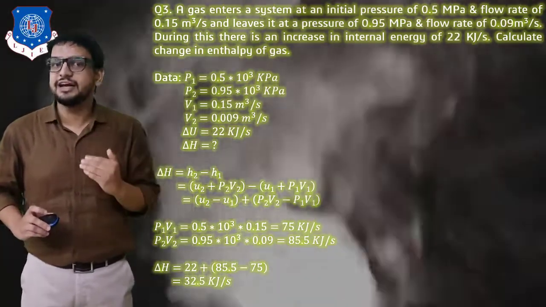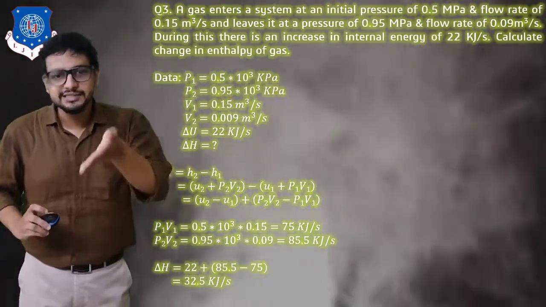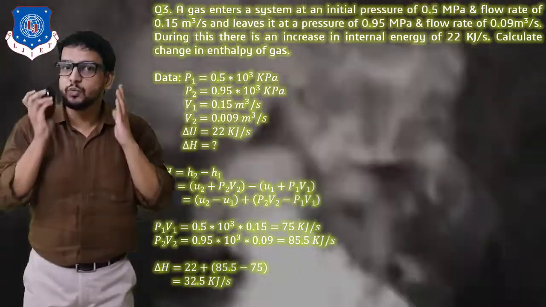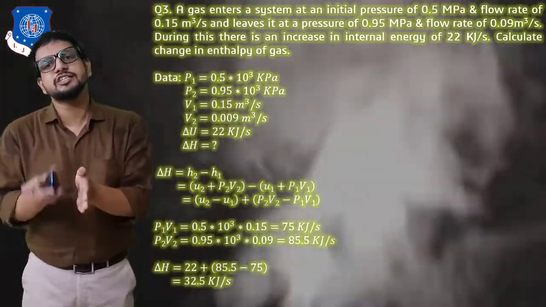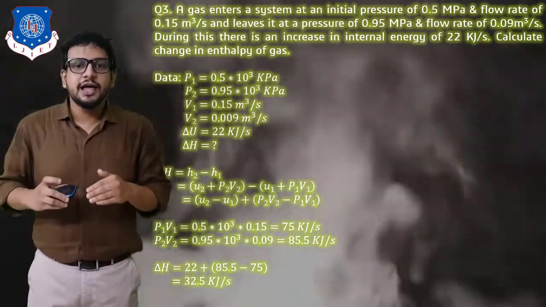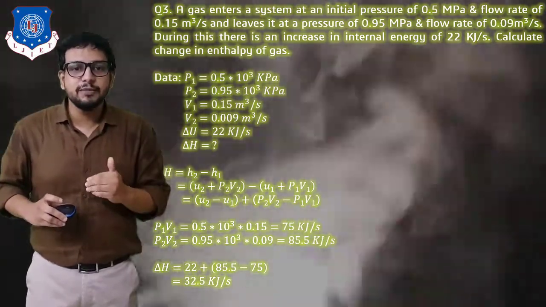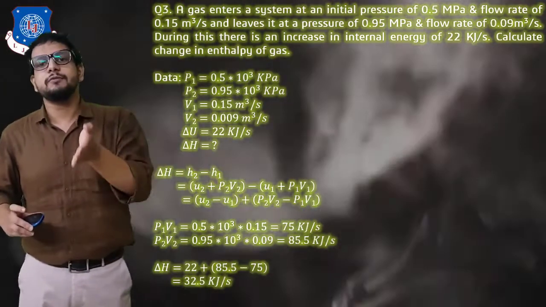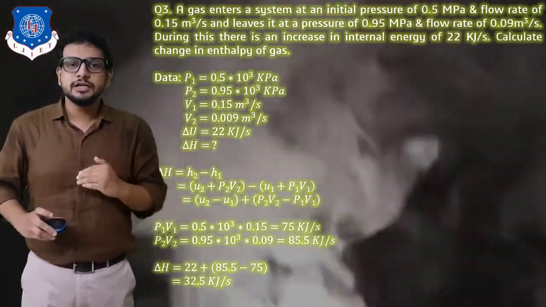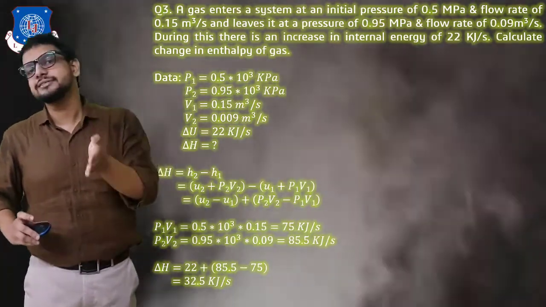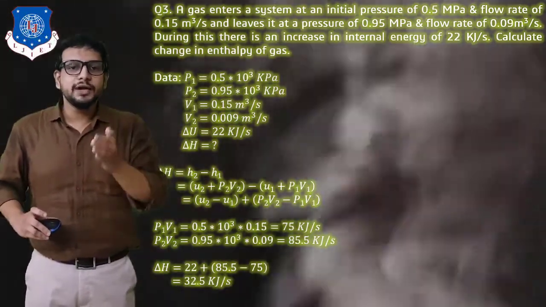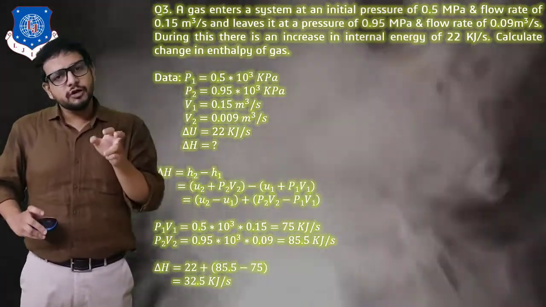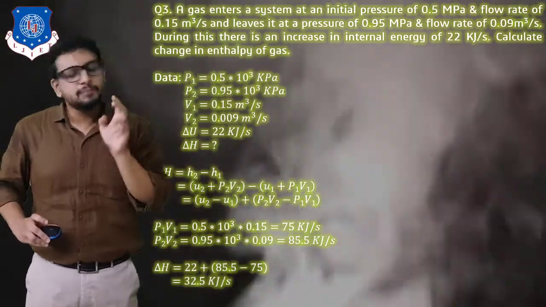So we know the formula of delta H, that is final enthalpy H2 minus H1. Now what is the formula for enthalpy? As we have discussed, enthalpy is equal to the summation of internal energy and flow energy. So at the exit, the final state enthalpy will be U2 plus P2V2, minus U1 plus P1V1. Arranging the terms, as you can see on your screen, I have written U2 minus U1 plus P2V2 minus P1V1.